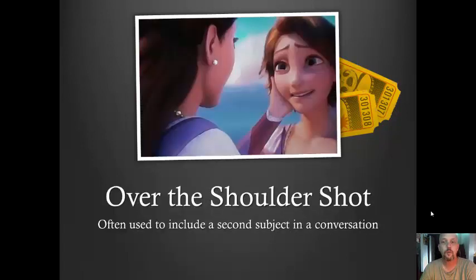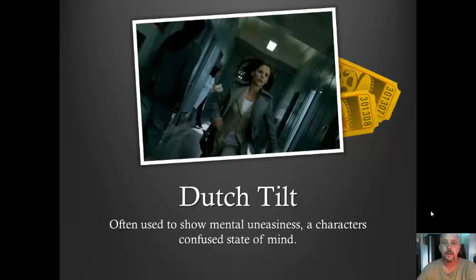The over the shoulder shot. This is where two characters are in the frame. It's used to show a second subject, usually in a conversation. You see this used most times in news interviews, but it can be used and should be used in film as well if you want to include a second subject or a second character who are in a debate or even in an action.